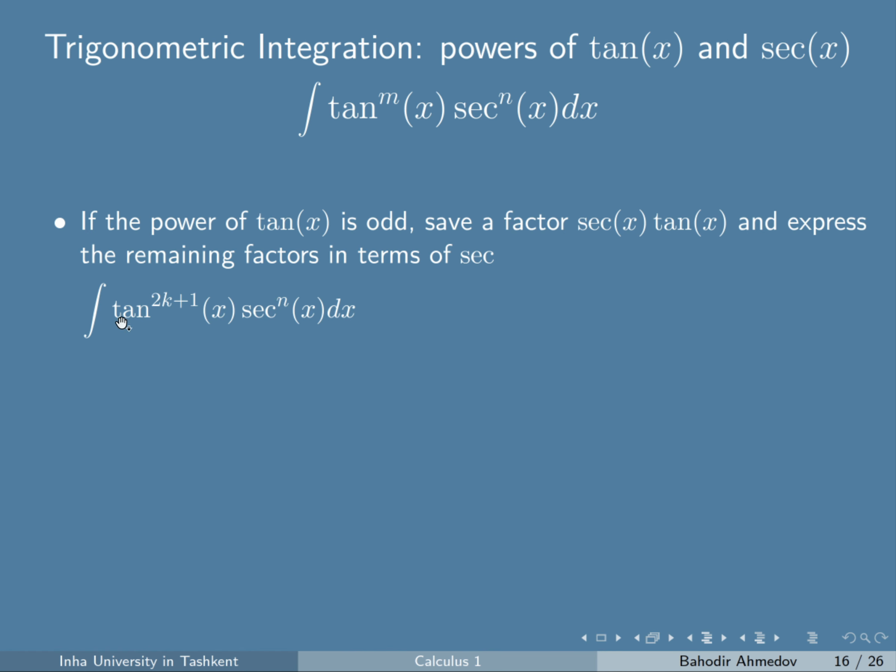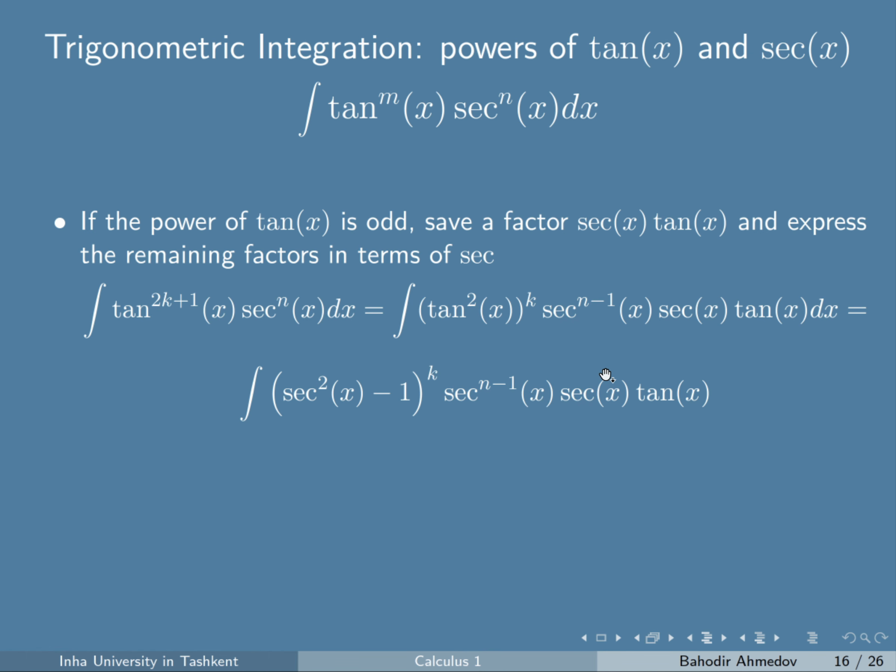Okay, so if the power of the tangent is odd, we can write it in the form 2k plus 1, right? Because no matter what kind of integer k we put here, 2k plus 1 is always an odd number. So we are going to split one tangent off separately. So this is tangent to the power 2k, right? And we're going to separate one secant off as well, so secant to the power of n minus 1.